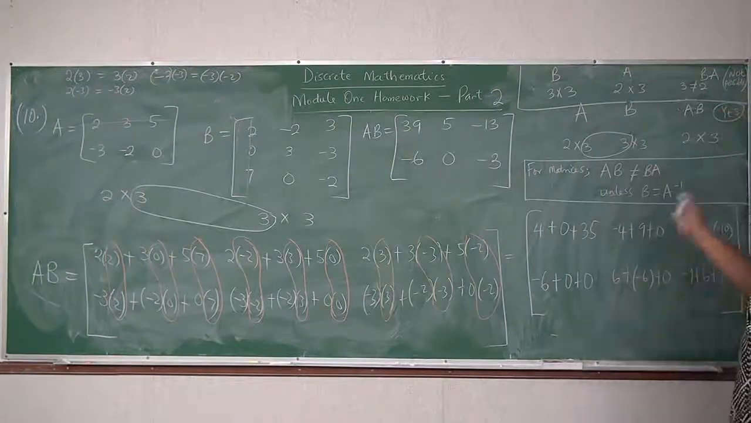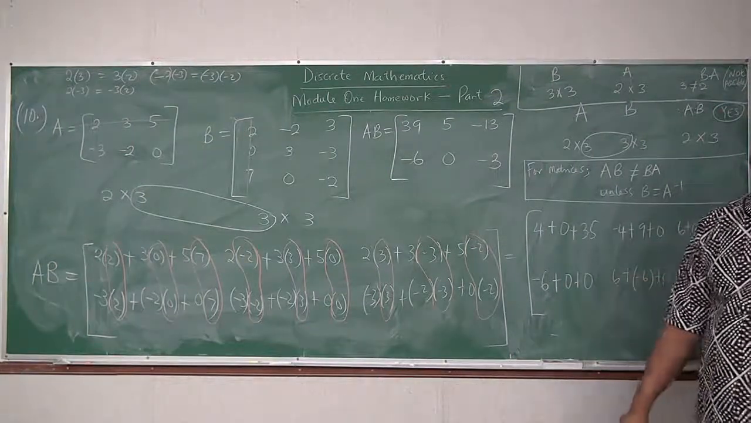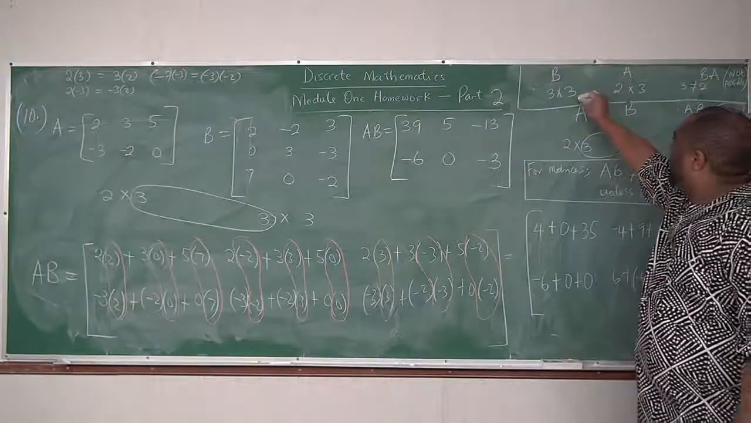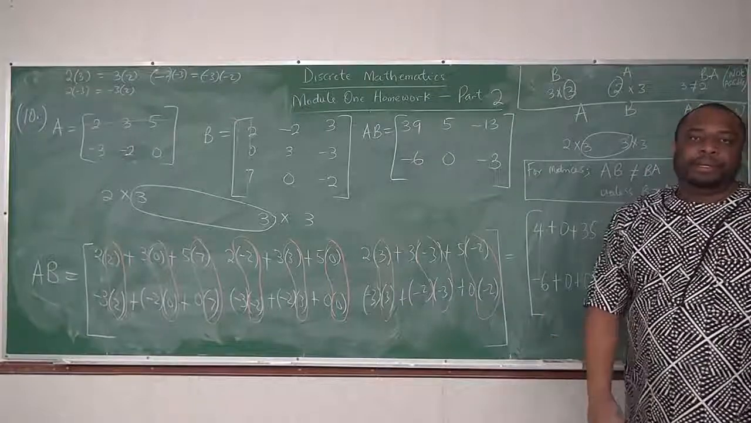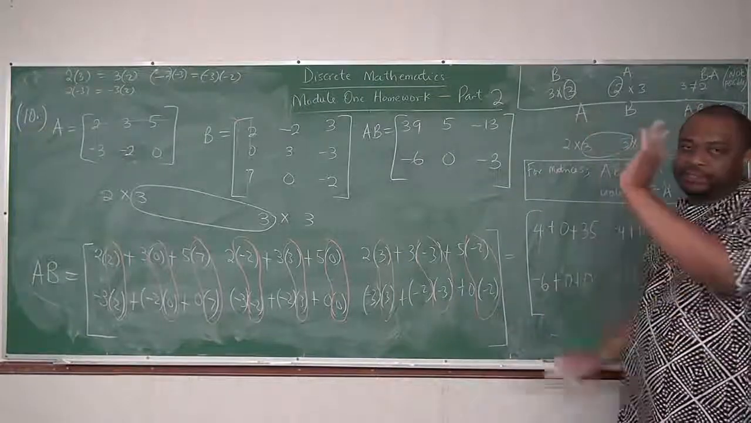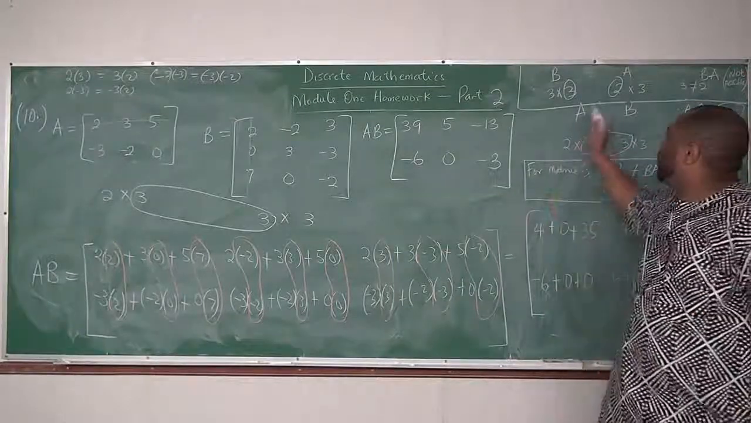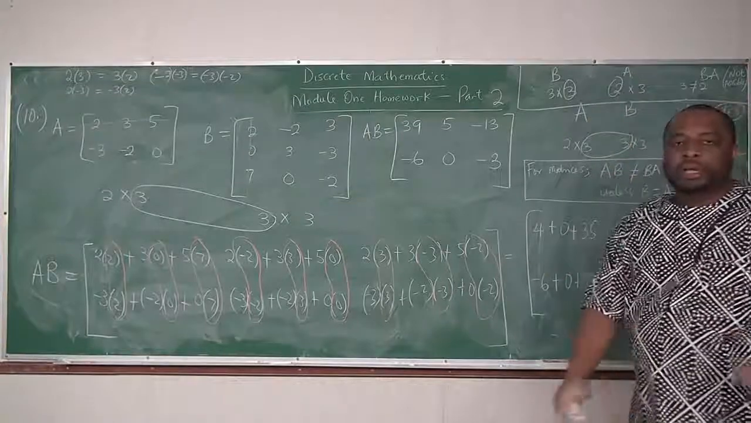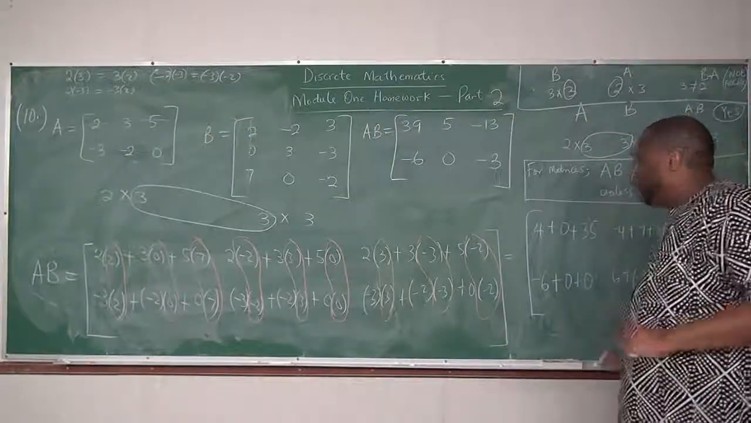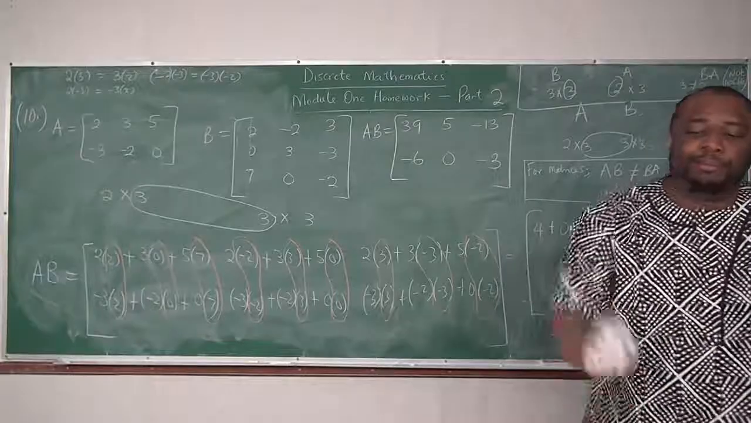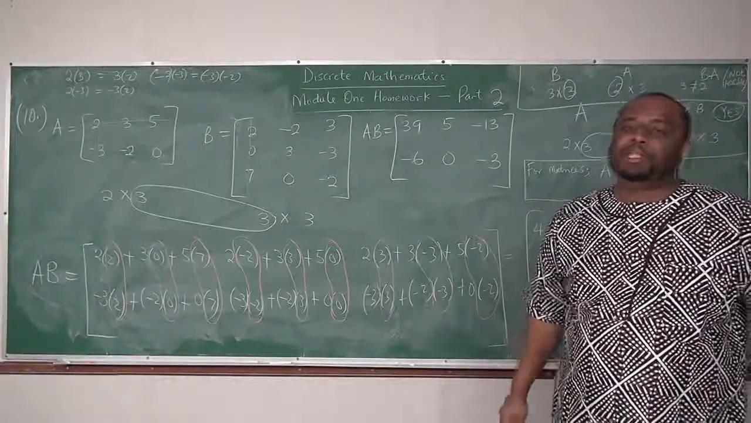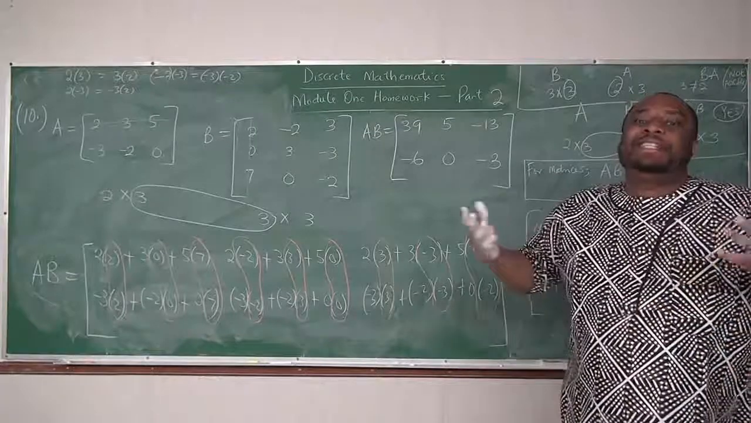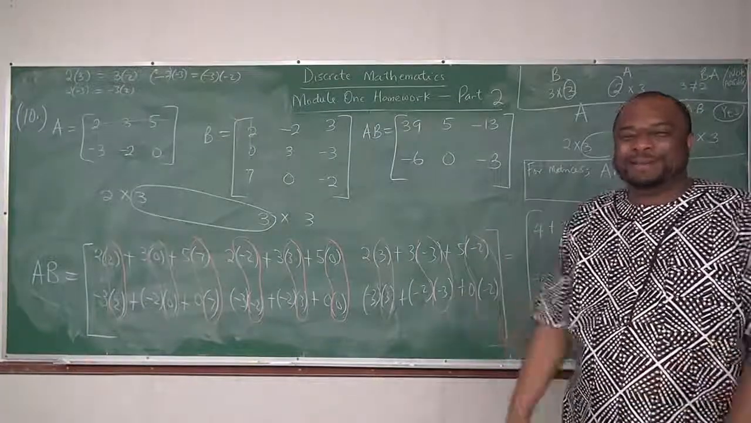You cannot multiply them because the number of columns of this is not equal to the number of rows of this. The number of columns of the first one should be equal to the number of rows of the second one for multiplication to be possible. If not, it's not conformable for multiplication. It's not feasible. You can say not feasible.